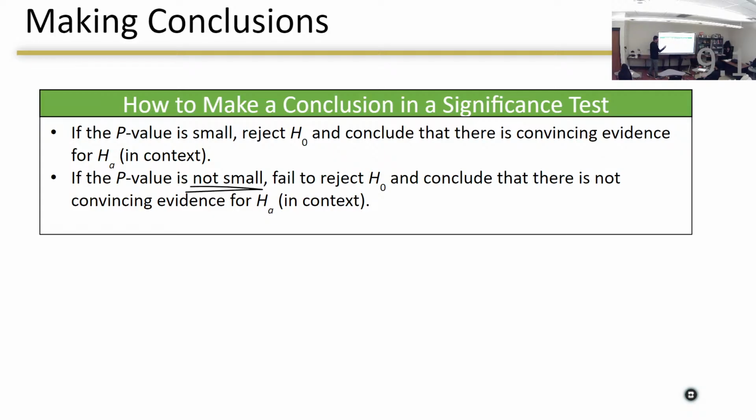If it's not small, you got to fail to reject it. And if you fail to reject it, we can't say Ha is true. Because basically we said H0 is true, although we can't say H0 is true. We just can't say that Ha is true. Y'all okay? Sometimes students get that mixed up. I'm going to give you another little hint.